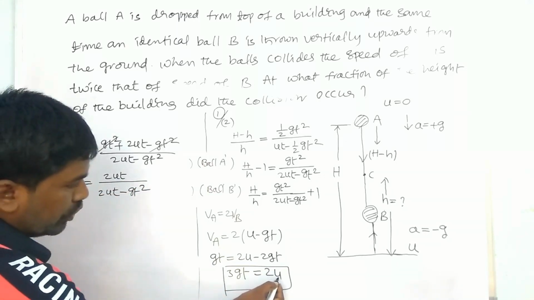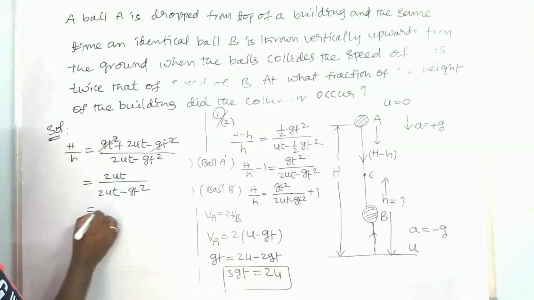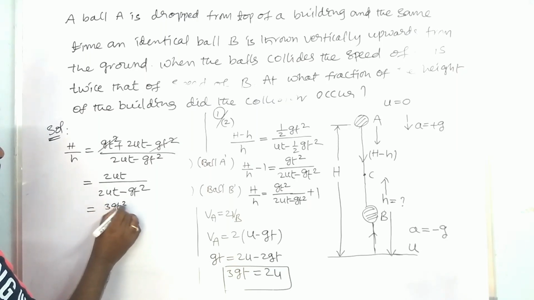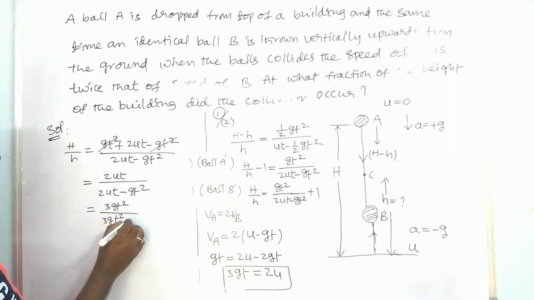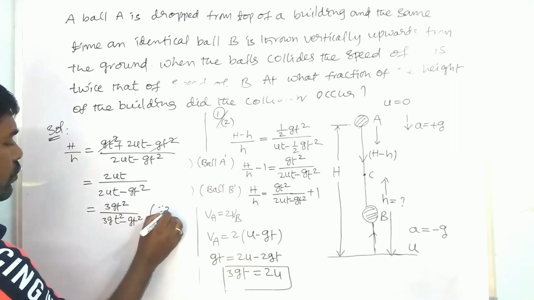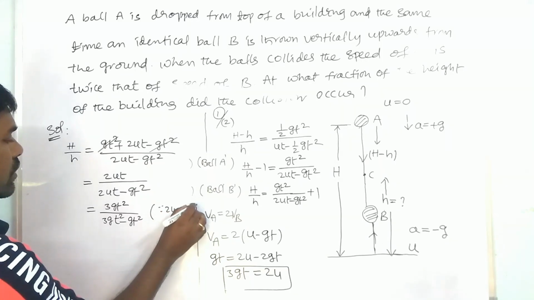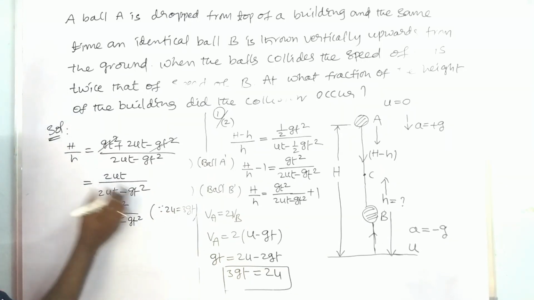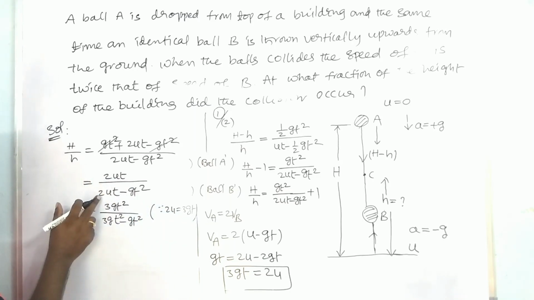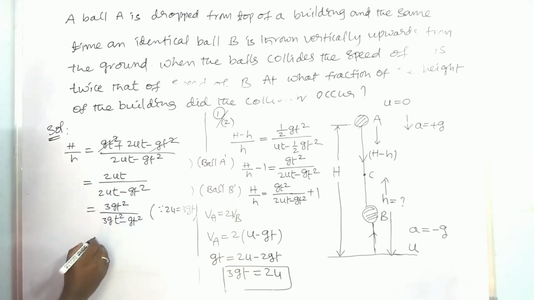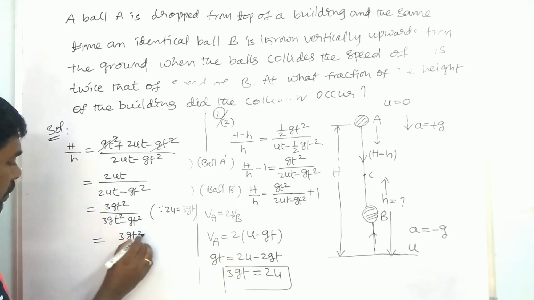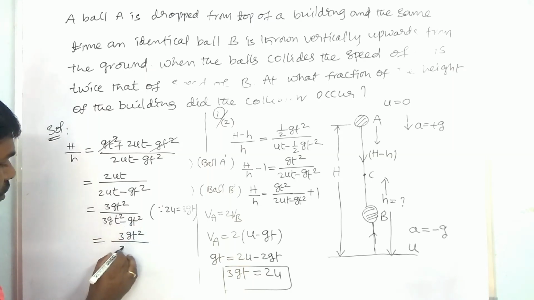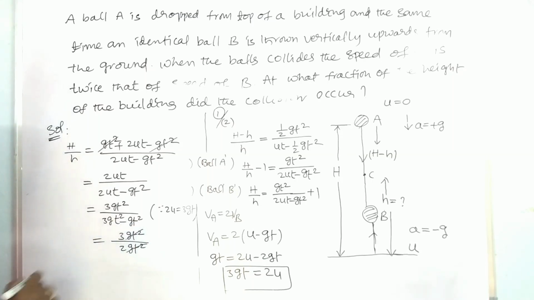Already you know 2U is equal to 3GT. Let us write from equation 3, 3GT square by 3GT square minus GT square. Since here 2U is equal to 3GT, by replacing 2U we substitute the value of 3GT. 3GT into T, 3GT square, minus GT square. It is equal to 3GT square by, what is 3GT square minus GT square, 2GT square. GT square, let's cancel out.